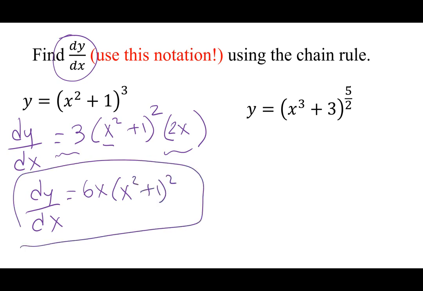And it turns out that is as far as I want you to go. I don't want you to FOIL it. I don't want you to multiply it out. Eventually, we're going to set that equal to 0 and solve for stuff. So it's much better to have it factored as opposed to multiplying it out.